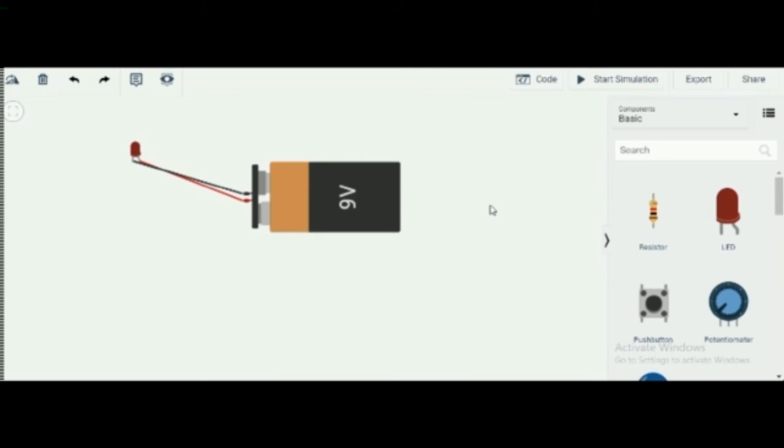Now I simulate the circuit. The LED gets damaged because the forward conduction current flowing through the LED is 950 milliampere. But as per data sheet, only 20 milliampere forward conduction current should flow through this circuit.